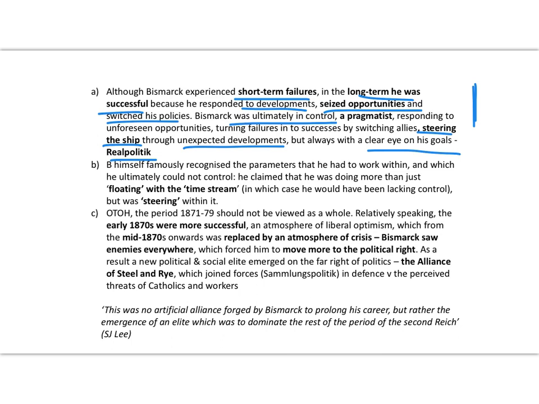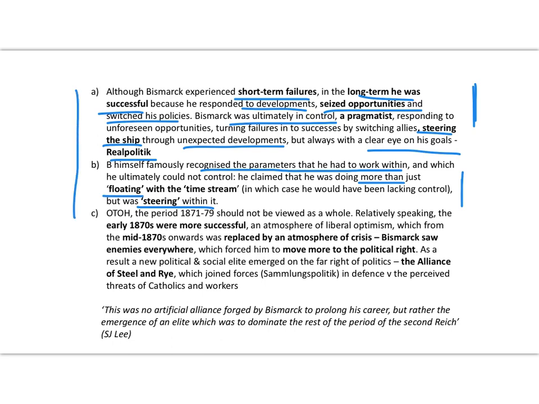Bismarck himself recognised what he was doing. There's a really nice quote which you can see in the back of the chapter from Lee, where he talks about floating with the time stream. But he was saying he was steering, not just floating. He was doing more than just float. If you're floating with the time stream, it's just like the events of the age are carrying you along and you're not really in control. Whereas Bismarck famously said, I am being carried along by the events of the age, but I am steering within it. So those are all arguments that he was a success.